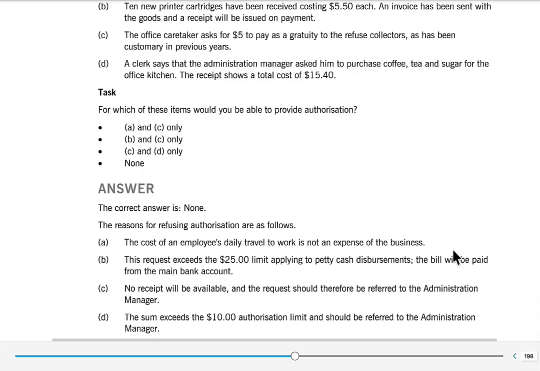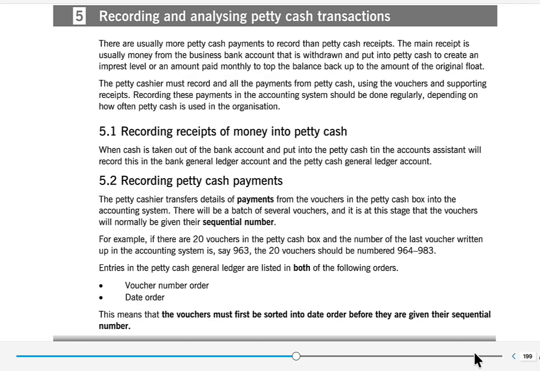Mini classroom takeaway to remember. Whenever you face a petty cash question in an exam, always check in this order. 1. Is it a business expense? 2. Is it within the petty cash maximum limit? 3. Is there a receipt or proper evidence? 4. Is it within the petty cashier's authorization limit? If any one of these fails, you do not authorize it, you refer it.